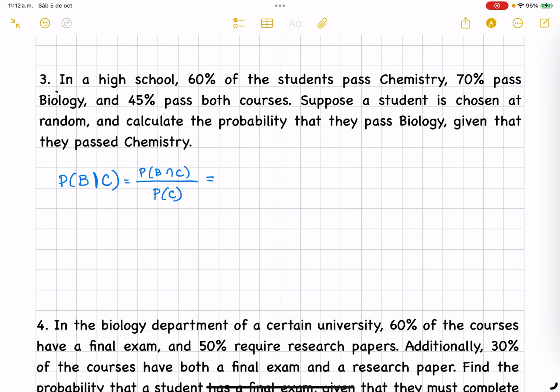The chance for both subjects to be passed is 45%, and the probability of passing chemistry is 0.6. So the result of this division is 0.75. That means you have a 75% chance that you pass biology given that you have passed chemistry.